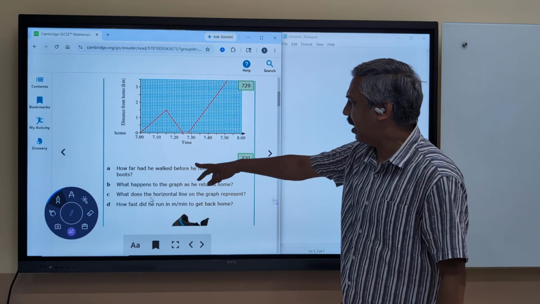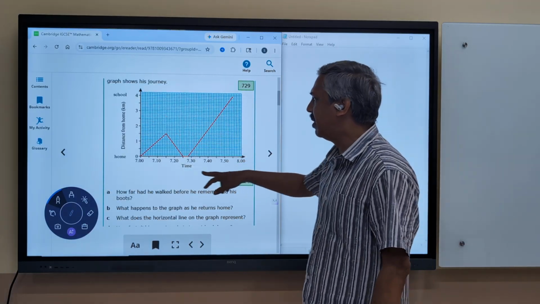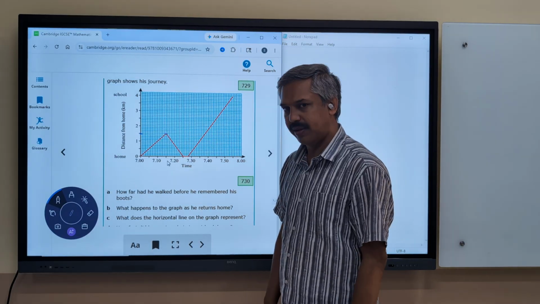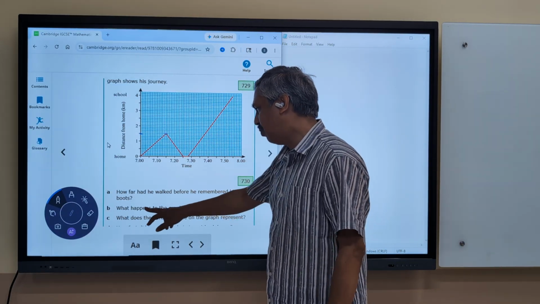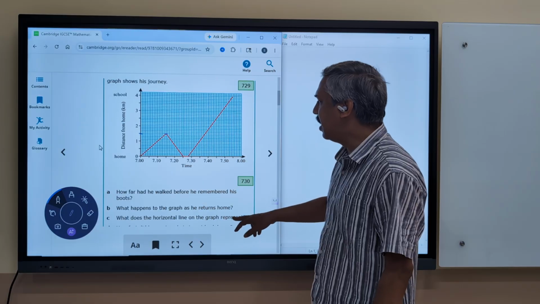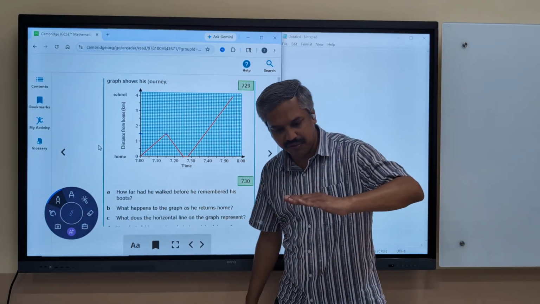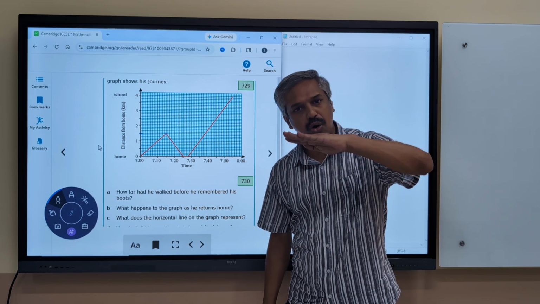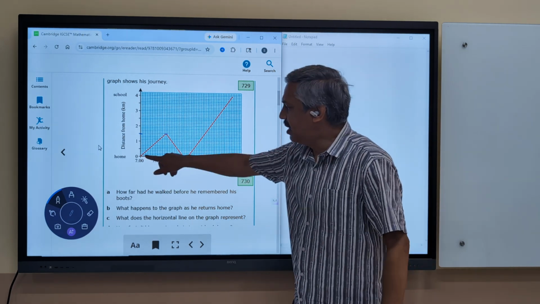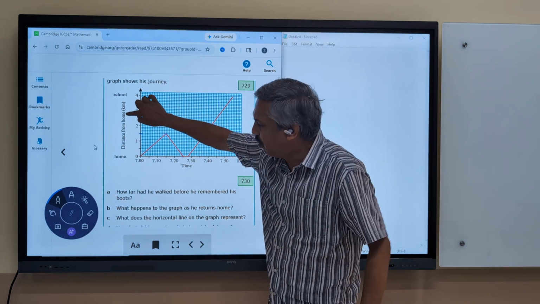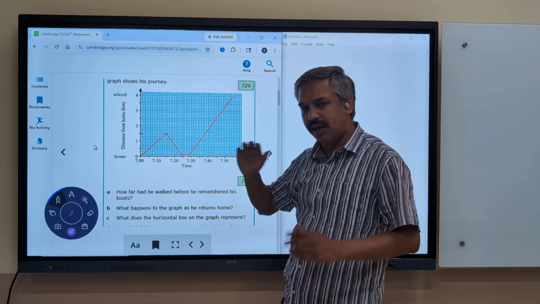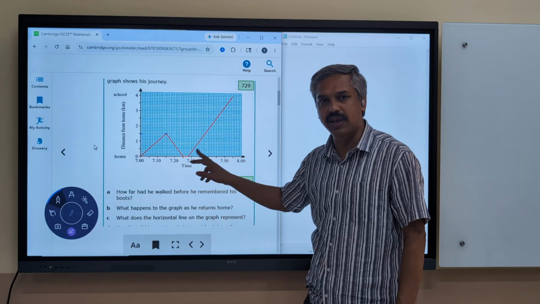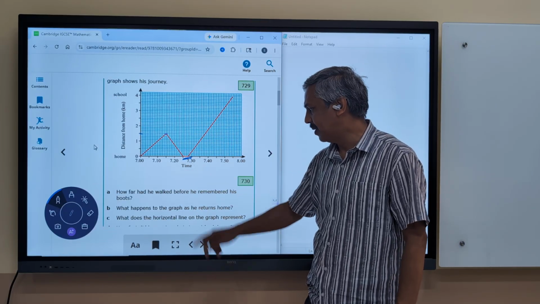How far has he walked before he remembered his boots? He has walked 1.5 kilometers. Then what happens to the graph as he returns home? The graph is a flat line and it is not just parallel to the x-axis, it is on the x-axis, saying that this entire distance is from home. Because he went back home, the distance from home is 0. The graph is literally on the x-axis here.